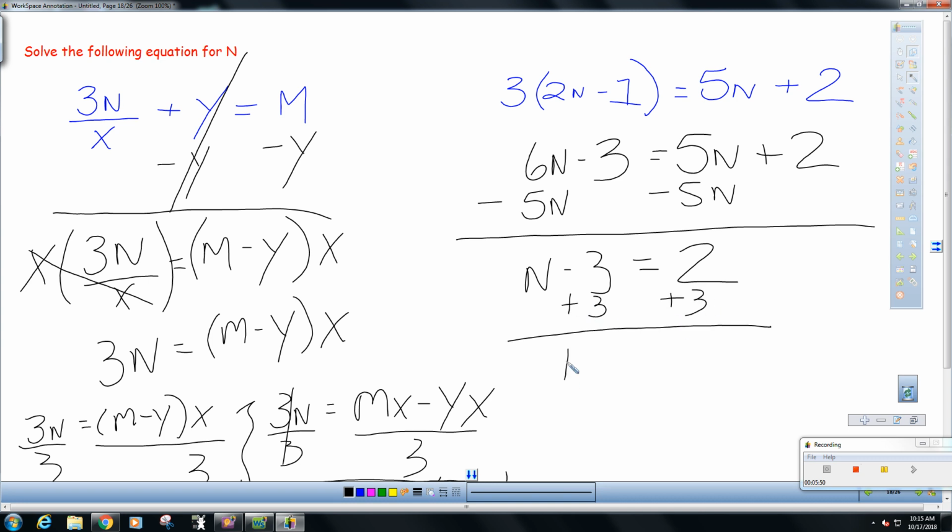We'll get 5, and then 5. Boom. Now, don't boom it yet. Let's plug it back into the original. What is 2 times 5? What is 10 minus 1? And what is 3 times 9?